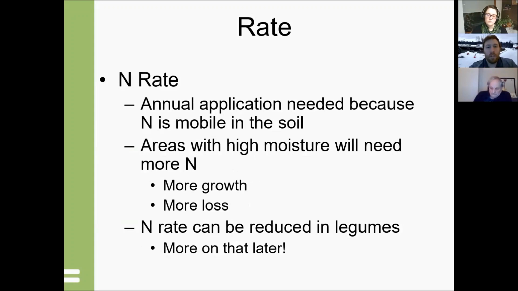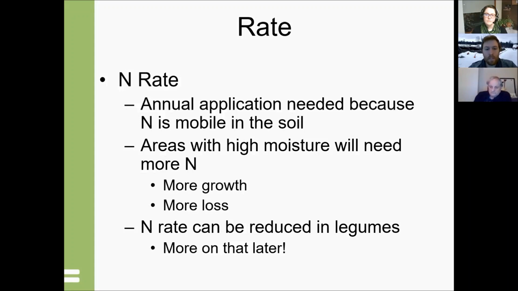Normally with nitrogen, an annual application is needed, mostly because nitrogen has been taken up, and also because it's mobile in the soil. Areas that have high moisture will also need more nitrogen, mostly because they have more growth, but also they will have more loss. If you think about the lower mainland versus the interior, there's a lot more moisture, it rains a lot more, so the growth is more productive, but also in that rainy season from October to about February, a lot of that nitrogen will be leached through the soil and be totally unavailable to the crop.